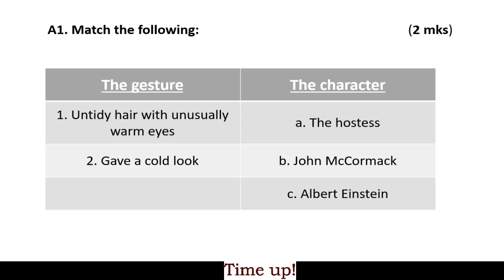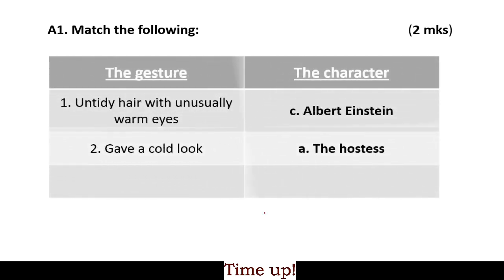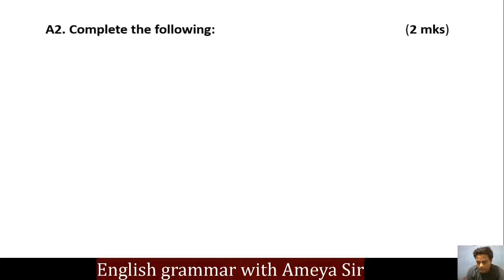Your time is up, and I have no doubt that you have done it perfectly. So here are the answers. Option C was for number 1, and option A for number 2. Option B was the useless option. Let me know in the comments if you got it 100% correct. I am sure you got it absolutely right. Proceed to the next one. The second one will be complete the following. And again, the moment I have the question on screen, I will start the countdown.